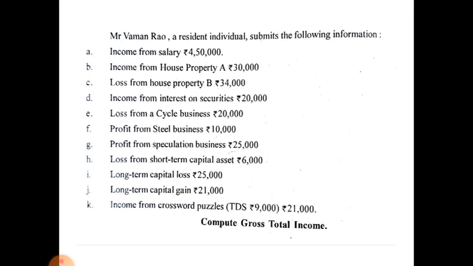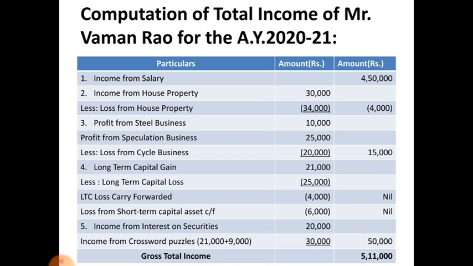While calculating total income, you have to add this TDS, that is tax deducted at source, to the net income, and you have to enter the gross income. Here the gross income is 30,000, that is 21,000 plus 9,000. Compute gross total income. See the solution.